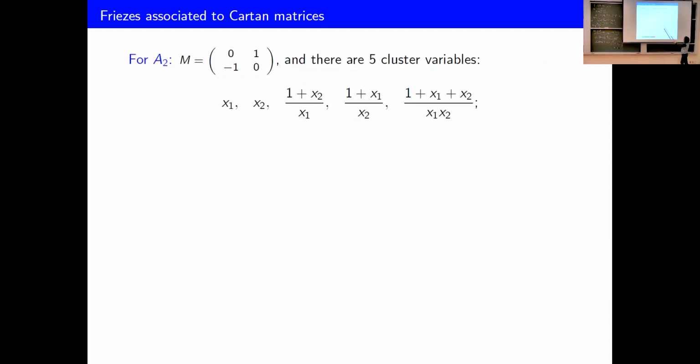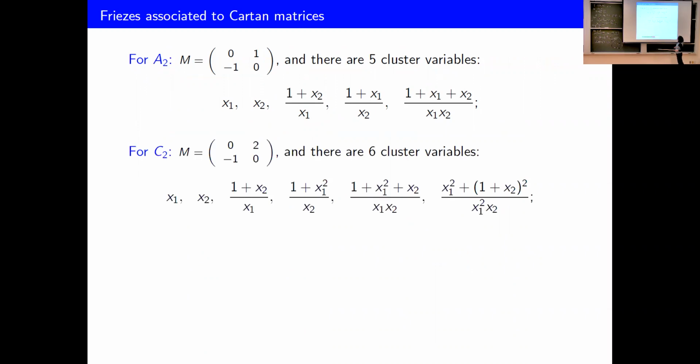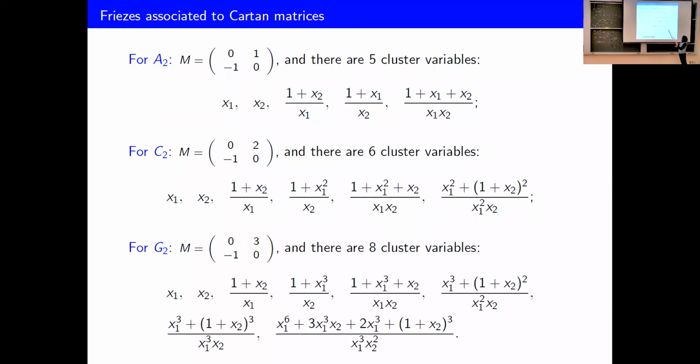Okay, so this is that example I was talking about. For this A2, you get that. For C2, you get 6 cluster variables, and they look like this. And for G2, they look like this.